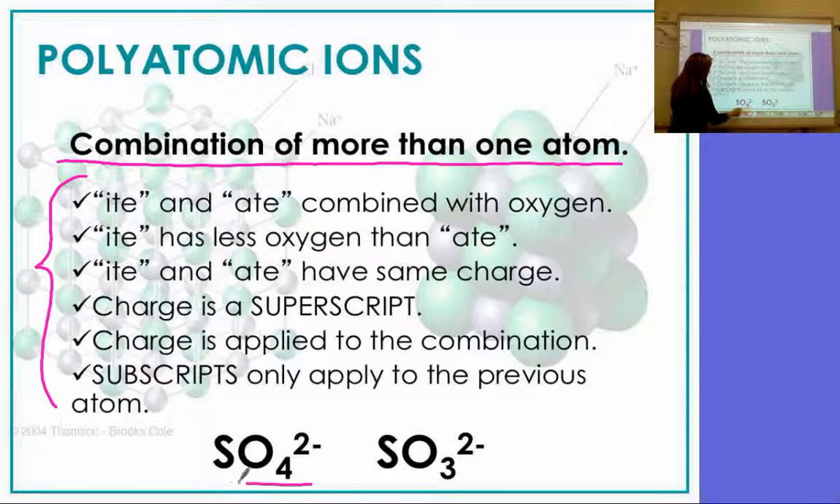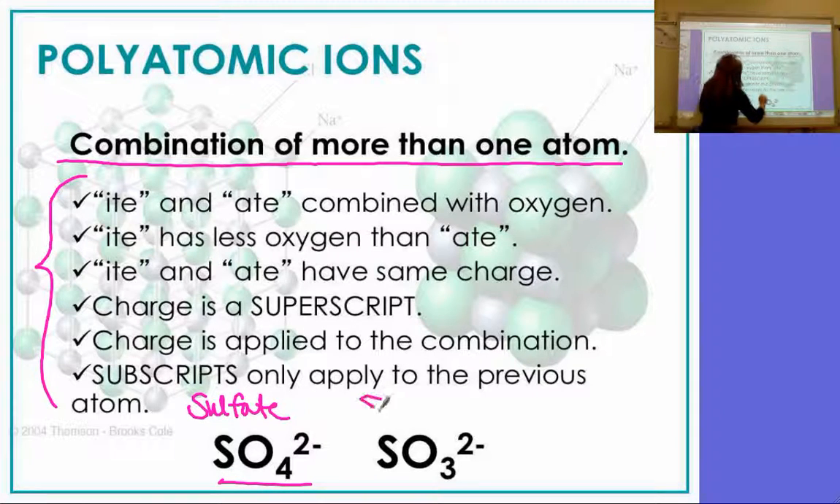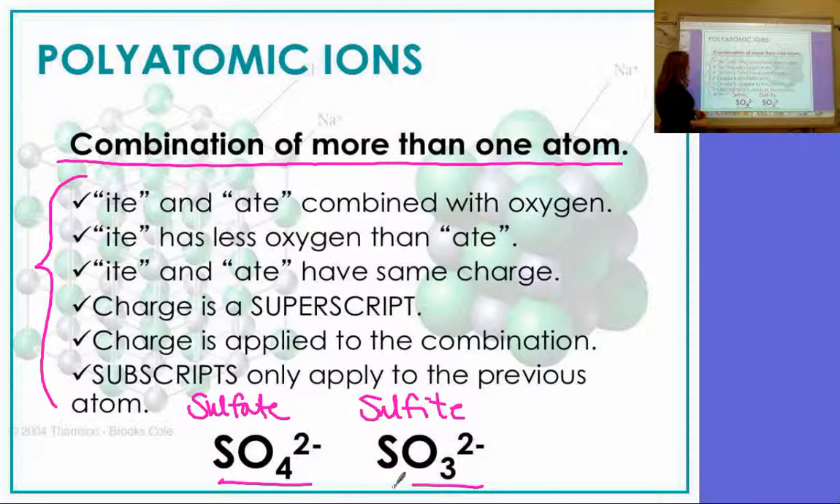Some examples here. This is sulfate, and this is sulfite. Sulfate has 4 oxygens. Sulfite only has 3 oxygens. 8 and 8 mean they're oxygens. They have the exact same charge. The charge is the superscript. That's the upper number right here. They're both 2 minus.